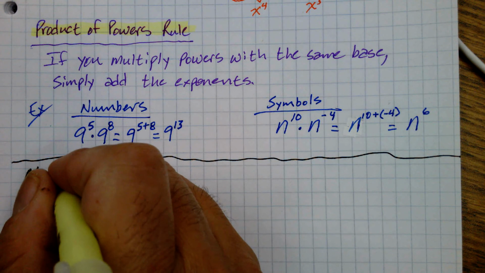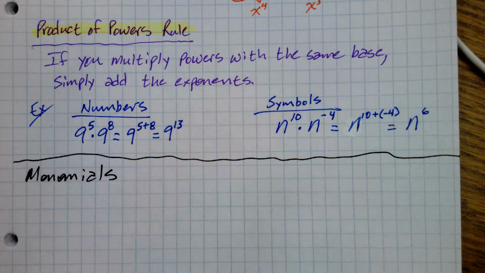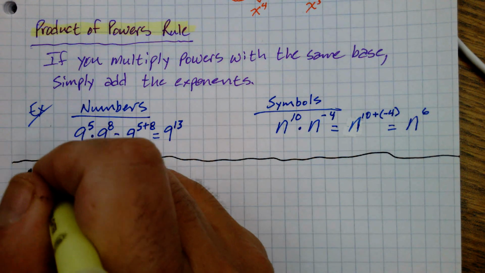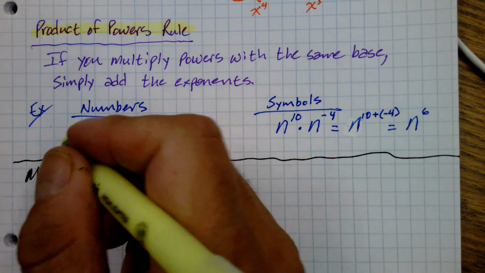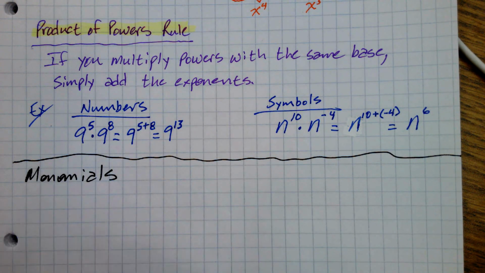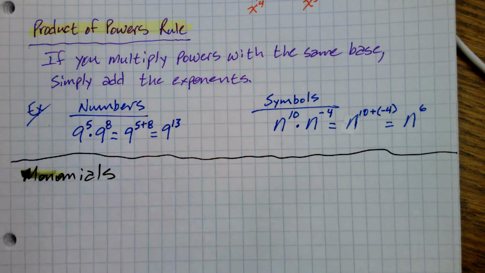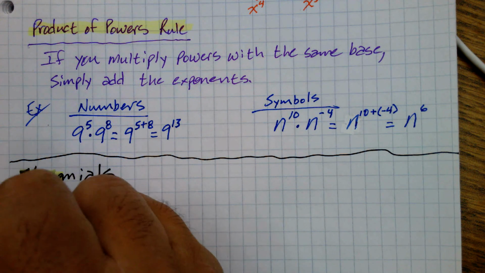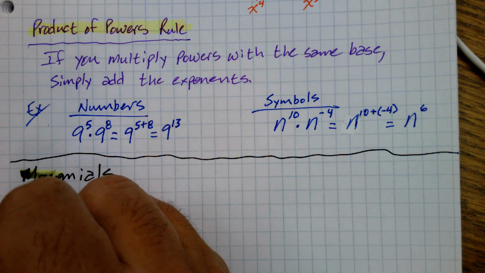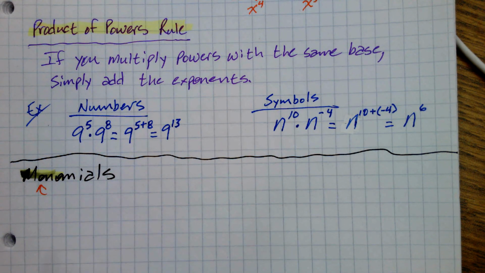I'll explain what it is. Just trying to get this to dry off so I can highlight this. Okay. Yeah, it's good. Mono means one. Ha! There we go. Smooth move, Mr. Contreras. How do you spell that? Monomials.